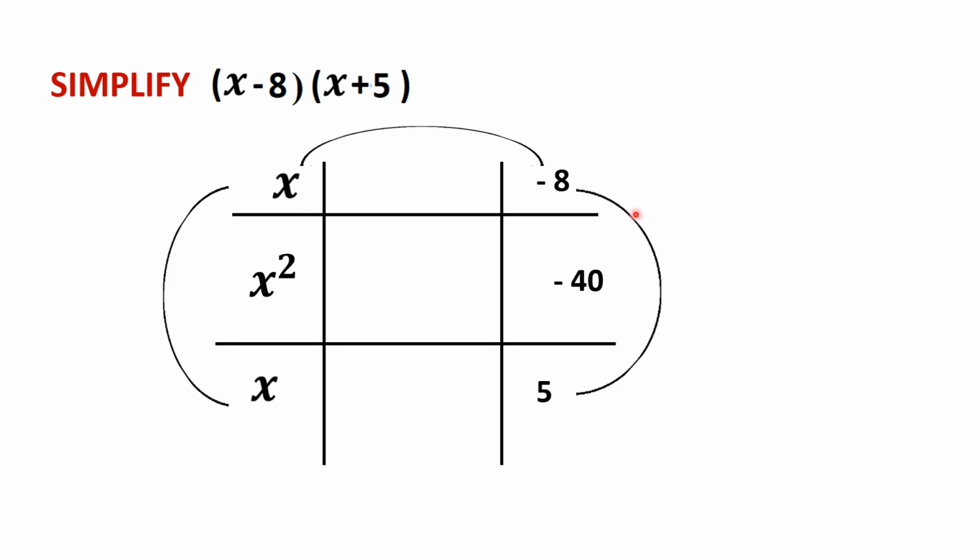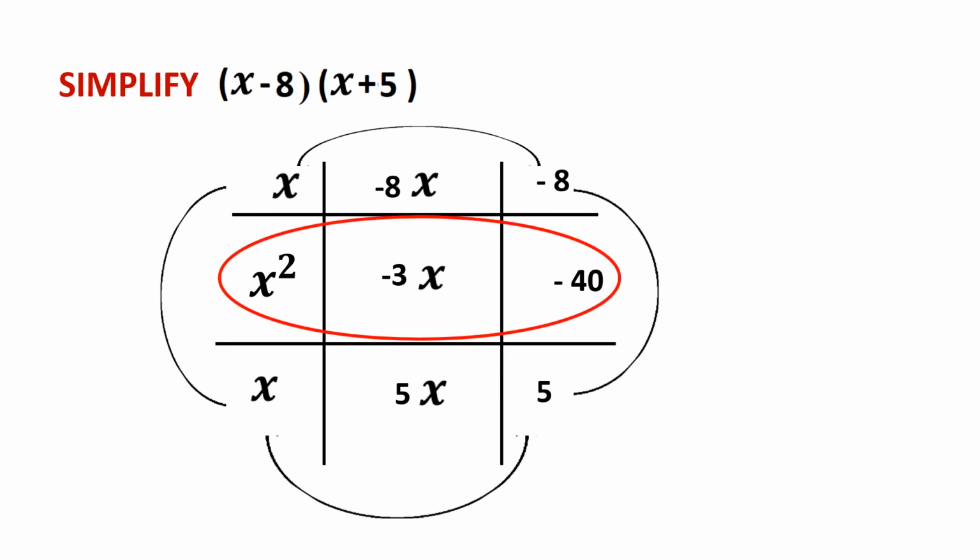Now x into minus 8. Signs are very important. Don't forget the signs. X into minus 8, or minus 8 into x, is minus 8x. Here 5 into x is 5x. So in the middle, what do we do now? Add both of these numbers. So minus 8 plus 5 is minus 3x. Therefore, the answer is x square minus 3x minus 40.